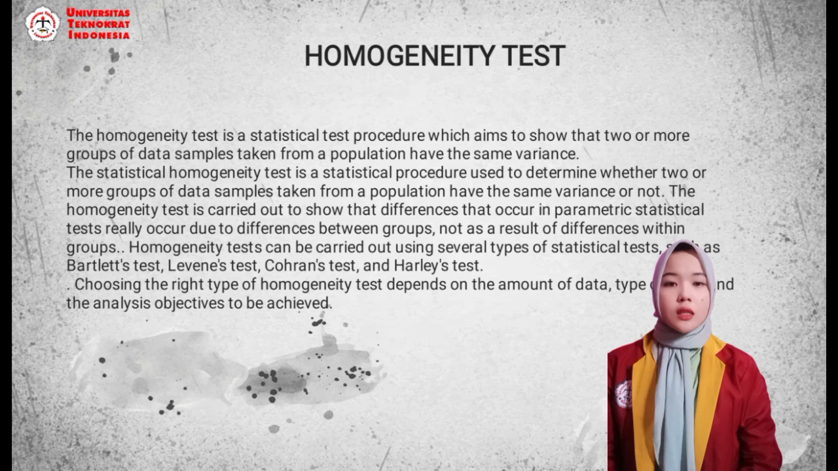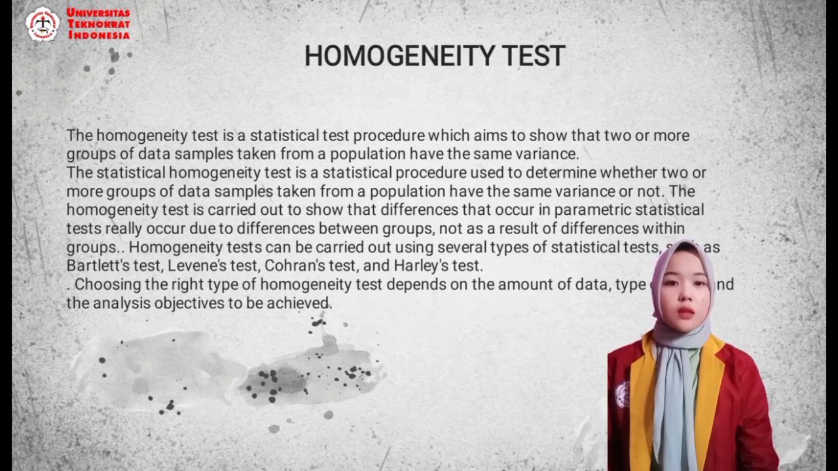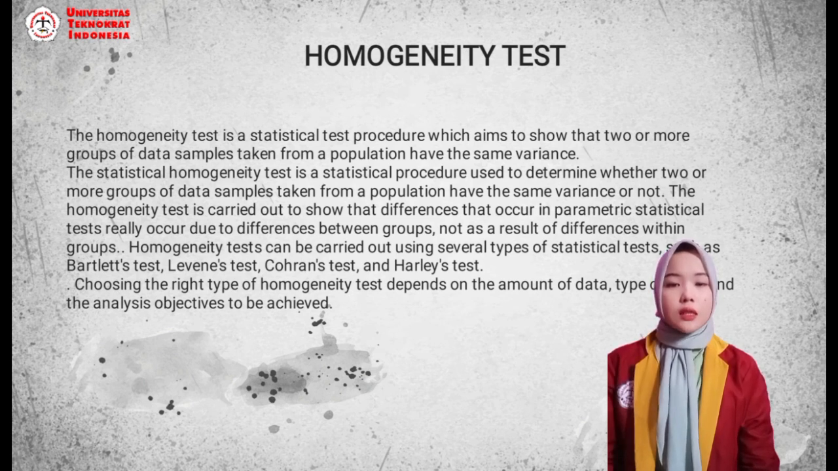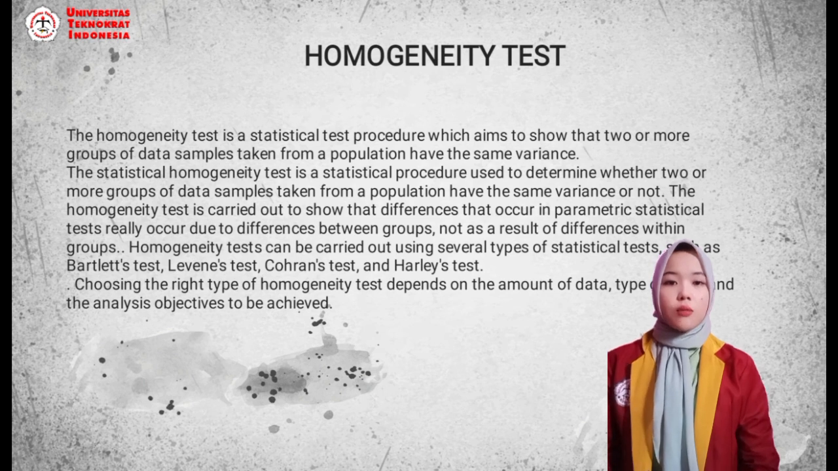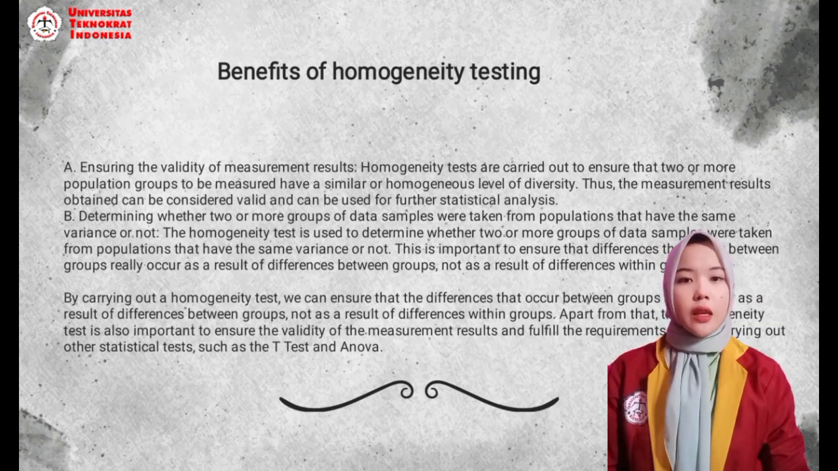The homogeneity test is carried out to ensure that the differences found are really between groups, not a result of differences within groups. Homogeneity tests can be carried out using several types of statistical tests, such as the Bartlett test, Levene test, Cochran's test, and Hartley test. Choosing the right type of homogeneity test depends on the amount of data, type of data, and the analysis objective to be achieved.